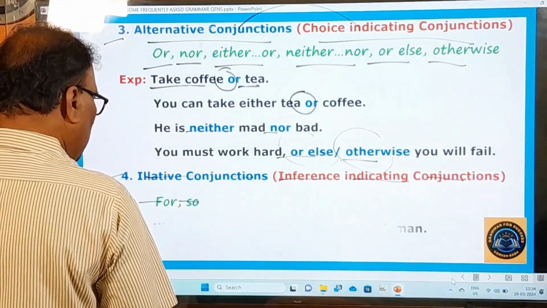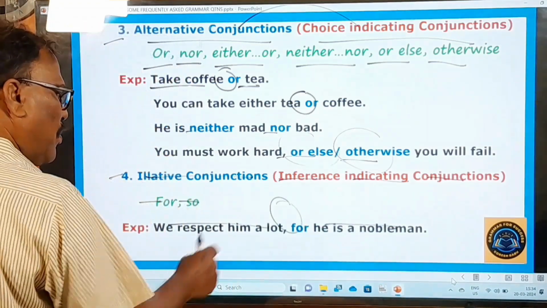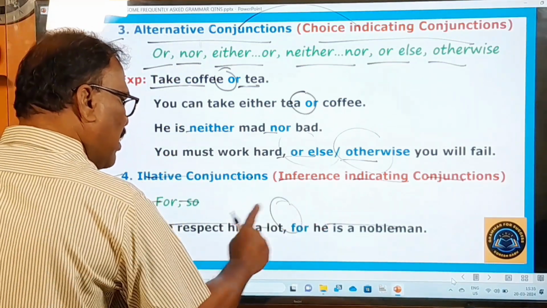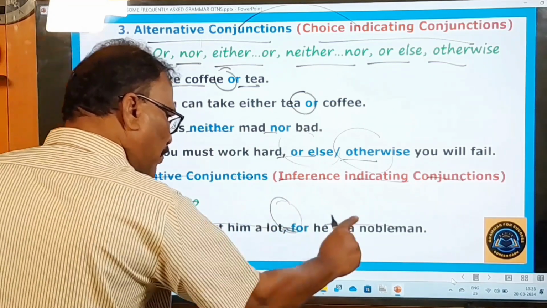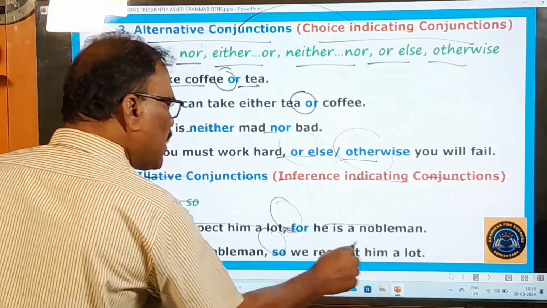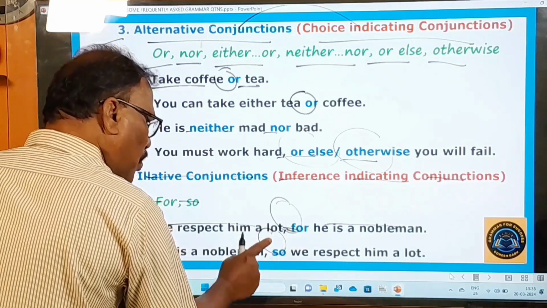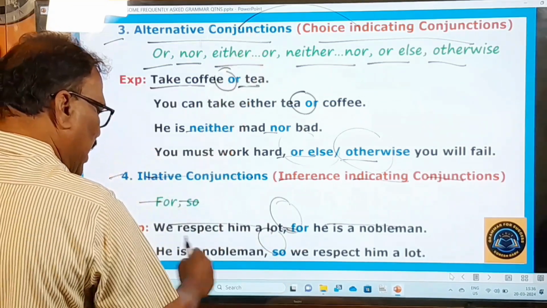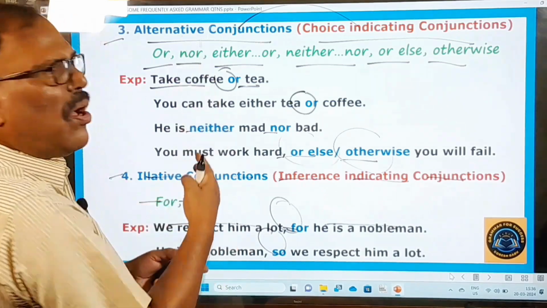And now let's see that we respect him a lot, for he is a noble man. So here these two statements are joined by this for. For is a coordinating conjunction, and therefore this is a compound sentence. He is a noble man, so we respect him a lot. So these two statements are joined by so. So is a coordinating conjunction, and therefore this is a compound sentence. So in this way, these are all compound sentences.